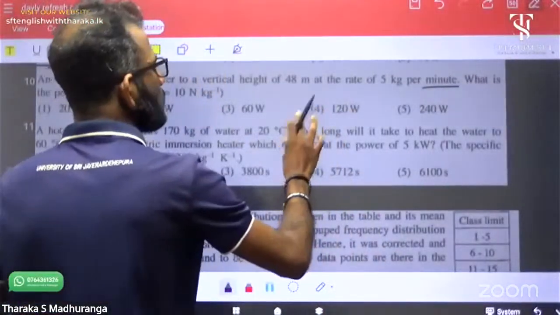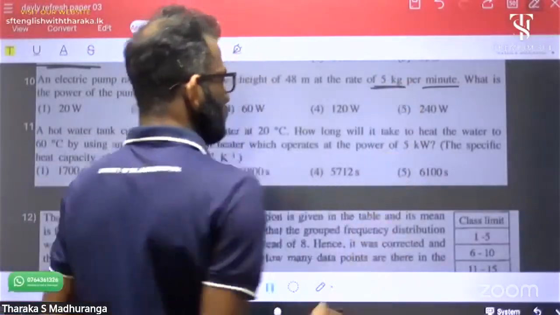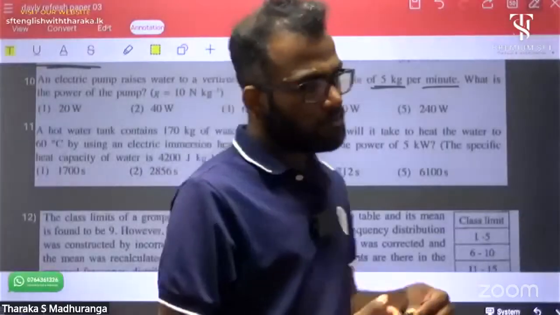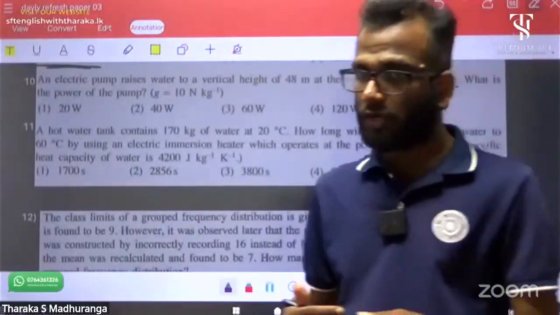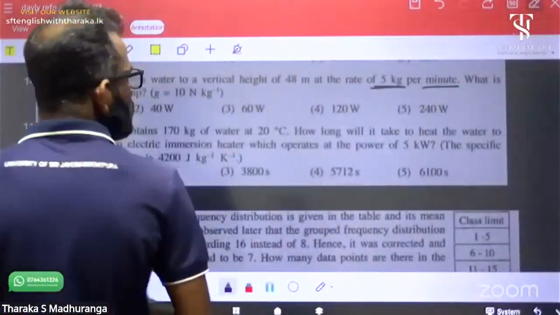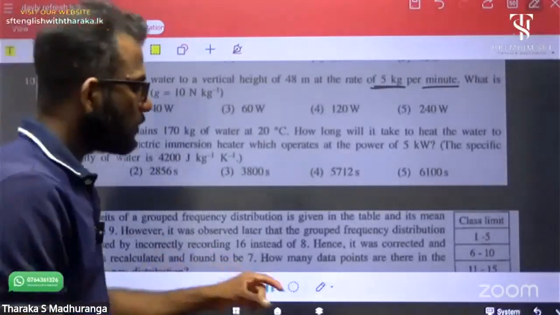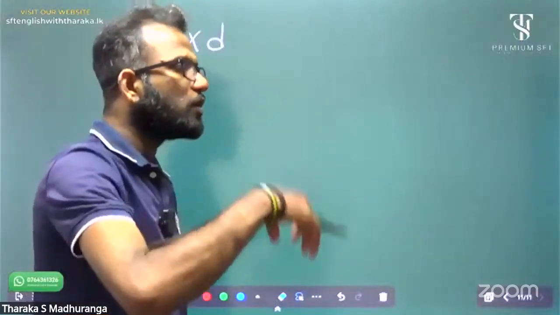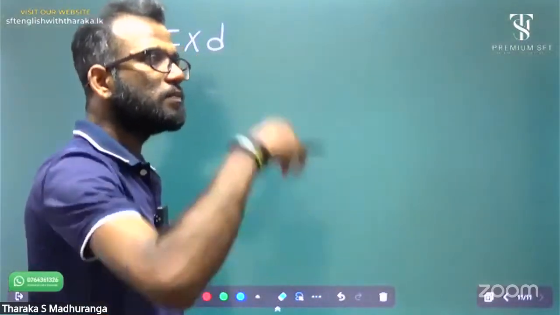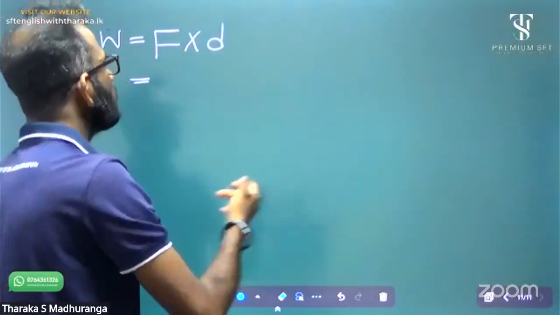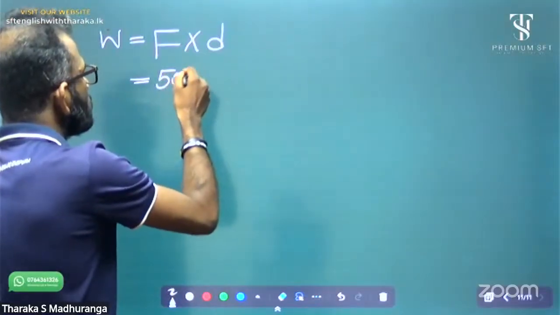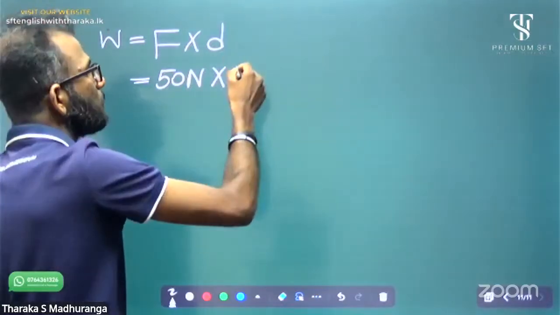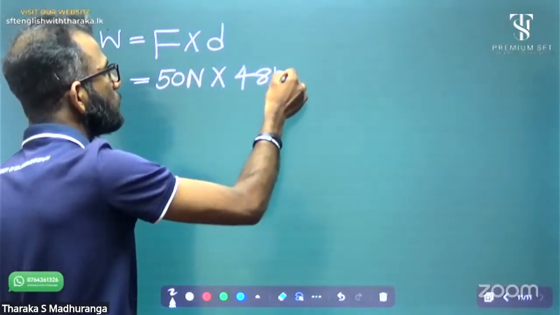5 kilogram of water. Okay, now you should know 5 kilogram in how many liters? 5 liters because it is water. Now 5 kilogram is the mass. What is the weight? M into G, it is 50 Newton. 50 Newton. How about the displacement? 48 meter above. 48 meter is the displacement.